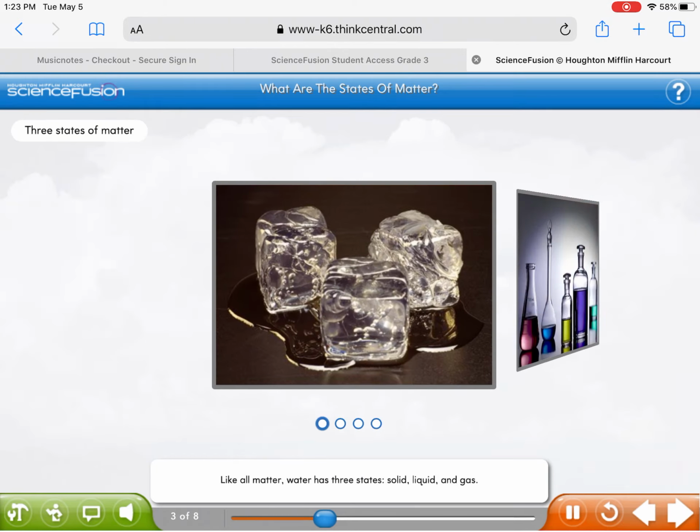Like all matter, water has 3 states: solid, liquid, and gas. Click each picture to learn more about each state. So the ice is solid. Solids like these ice cubes have a definite shape and volume. Volume is a measure of how much space matter takes up. By looking at these ice cubes, it is clear how much space they take up.